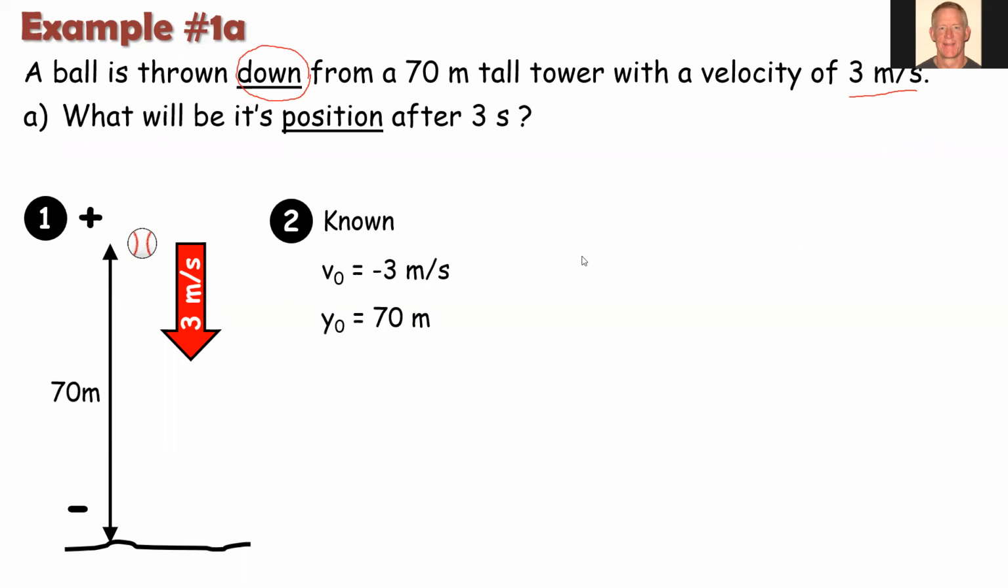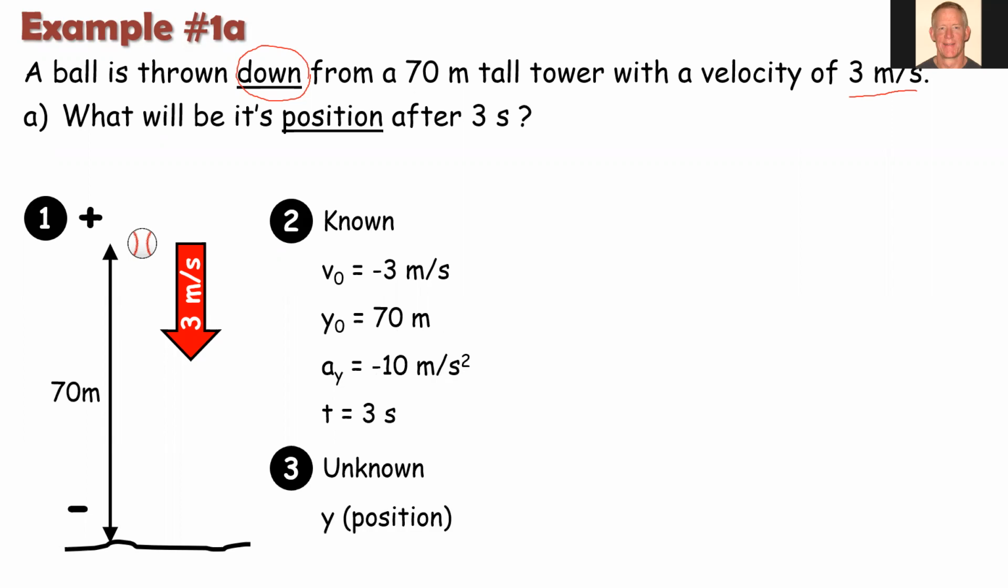What else do we know? Well, the vertical position, we'll call that y0. It's 70 meters. So it's starting 70 meters above the ground. We'll consider that to be a positive value. We know the acceleration in the y direction. If it's in free fall, it's negative 10 meters per second squared, negative meaning down. And we know the amount of time that it fell, 3 seconds. So what don't we know? Well, we're being asked to find its position at the end of 3 seconds.